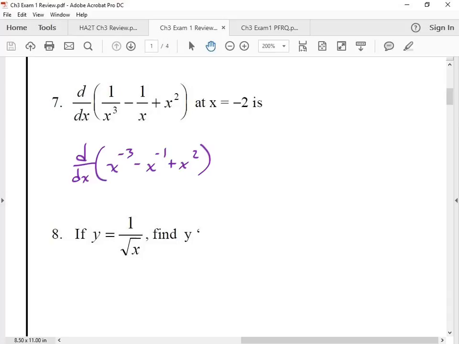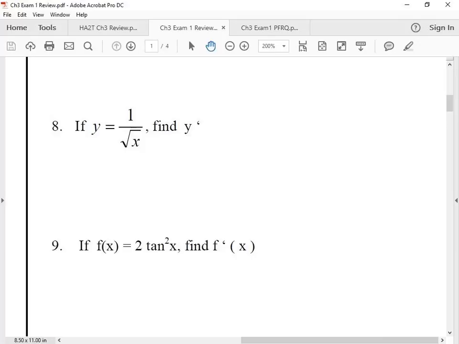To recap, I know I went a little fast on that one. Instead of writing 1 over x to the 3, I wrote x to the negative 3. I moved the x to the top, and I make the 3 a negative. I changed the sign. I did the same thing with this x. I put this one on top, so it says x to the negative 1, and then I have x to the 2. So I take the derivative of this. I'm going to do the power rule for that one, and then for that one. And then when I'm done, I'm going to plug in negative 2, and that's how you're going to get the answer in the end. Okay?